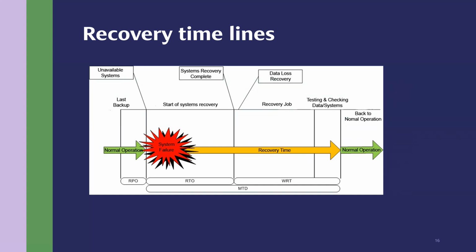So in this RTO, you are trying to recover the systems which are going to be used for that particular business operation. And once that has been recovered, this WRT is responsible for validation, checking the data and systems so that they can be up and running. And then you go to the normal operation.